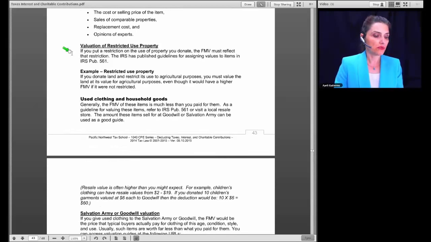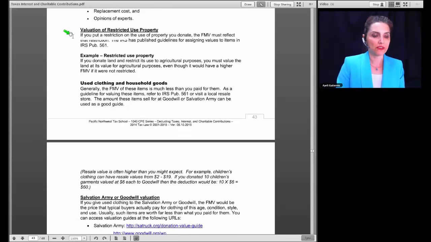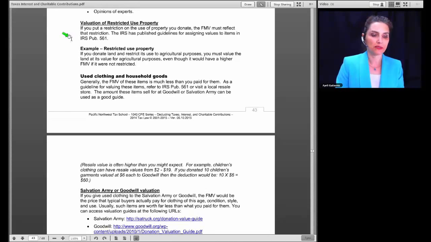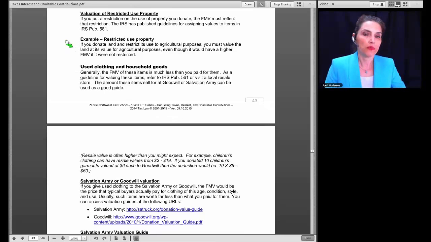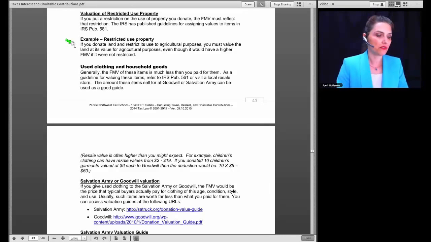So there's also a rule, though, for valuation of restricted use property. If you put a restriction on the use of property that you donate, the fair market value must reflect that restriction, and the IRS has published guidelines for assigning values to items in Publication 561. And one such example provided is that if you donated land and restrict its use to agricultural purposes, you must value the land as its value for agricultural purposes, even though it could have a higher value if the use was not restricted to agriculture and could perhaps be used for residential housing, for example.